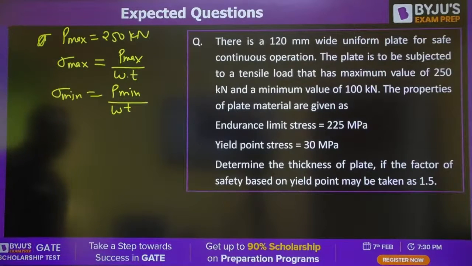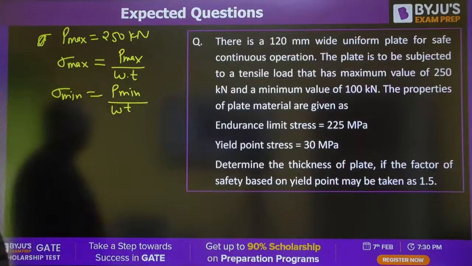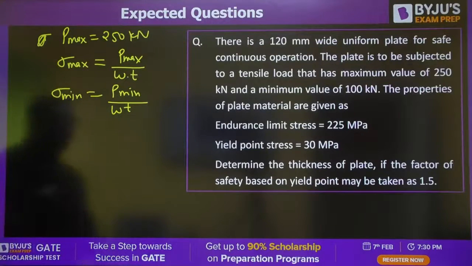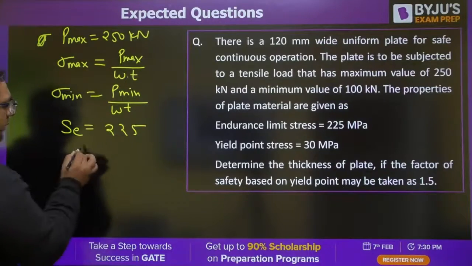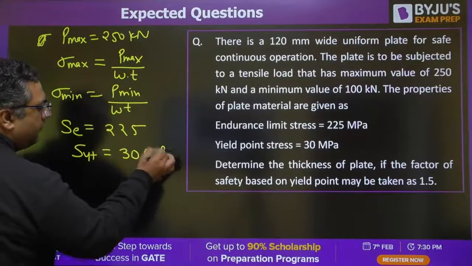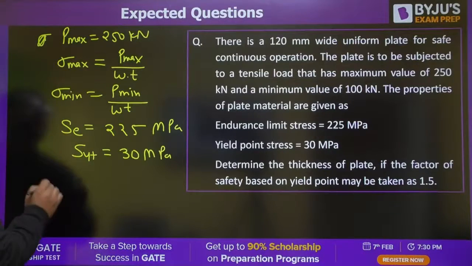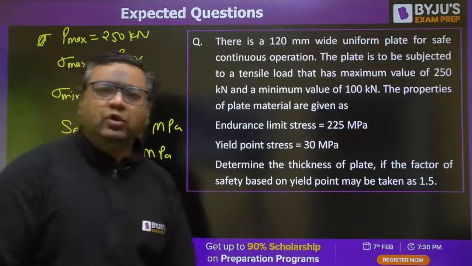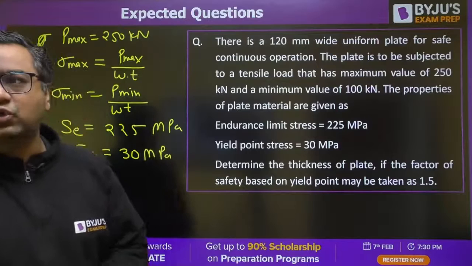Then they have also mentioned something else. The plate is to be subjected to a tensile load that has maximum value 250, minimum 100. Properties are given: endurance limit is 225, yield point 30 MPa. You need to find the thickness of the plate if the factor of safety is 1.5. Whenever they have mentioned nothing else, you will go for Soderberg. Soderberg is the most conservative theory.